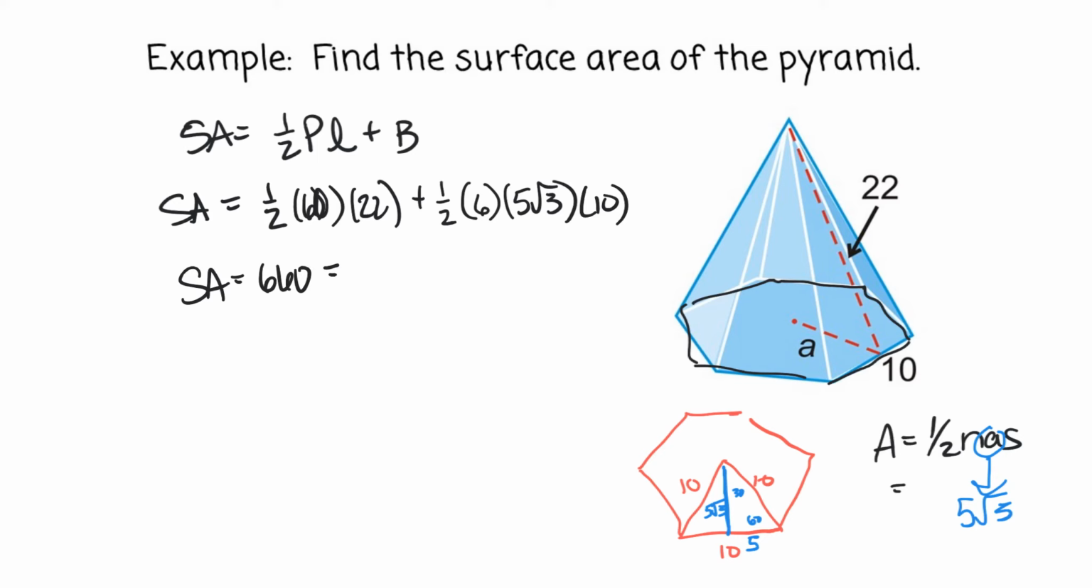Okay, and then let's see, we have 1/2 of 6 is 3. 3 times 5 is 15. 15 times 5 is 150 radical 3. Okay, that is an acceptable answer. We can also go ahead and type that into our calculator. So 660 plus 150 radical 3 gives us 919.8 square units.